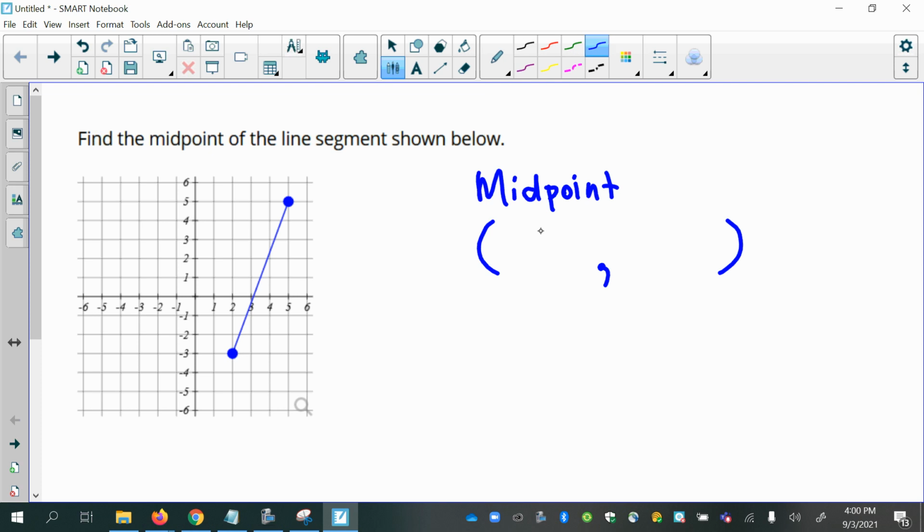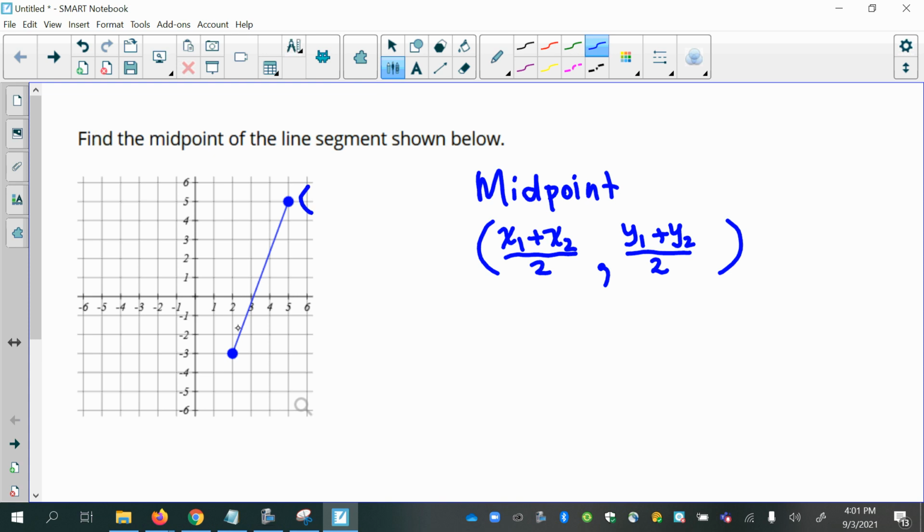And so it will have an x coordinate and a y coordinate. The x coordinate will be the average, or the middle point between the two x values, and the y coordinate for the midpoint will be the average of the two y coordinates. So all we need to do first is identify the coordinates of each point.